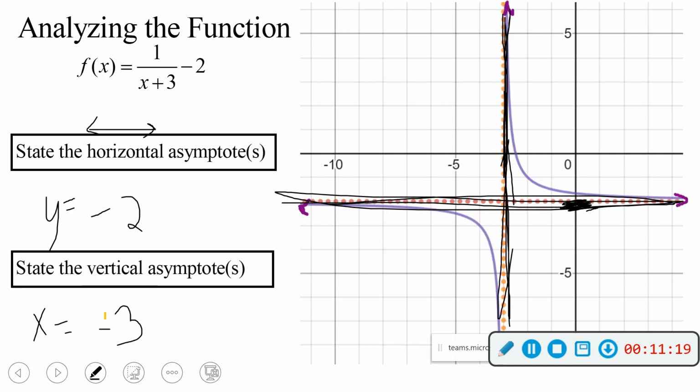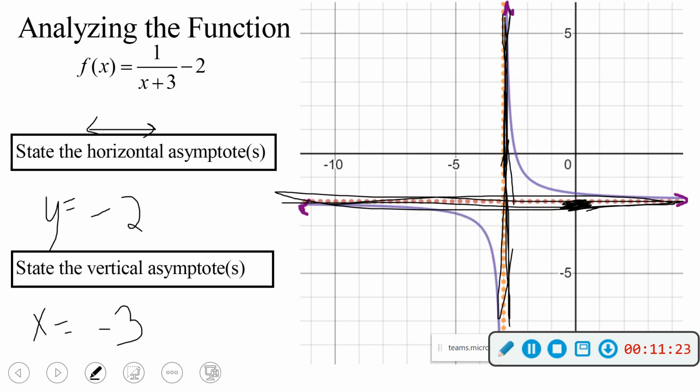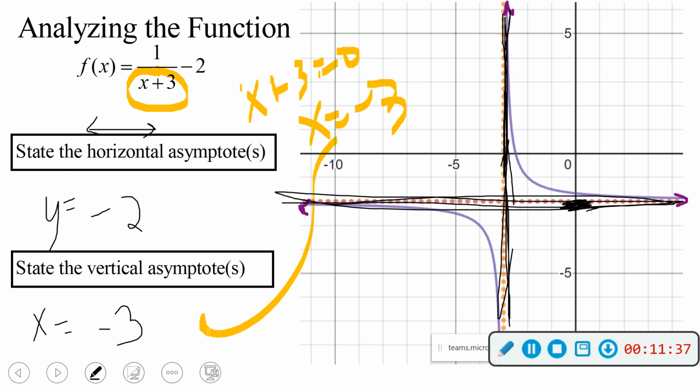So now we've done two things. We've identified the horizontal and vertical asymptote, and we've identified the end behavior. I want to review, since it's brand new to you, how could you do this if you didn't have Desmos? If you set the denominator equal to 0 and you solve, you'll always come up with the vertical asymptote.